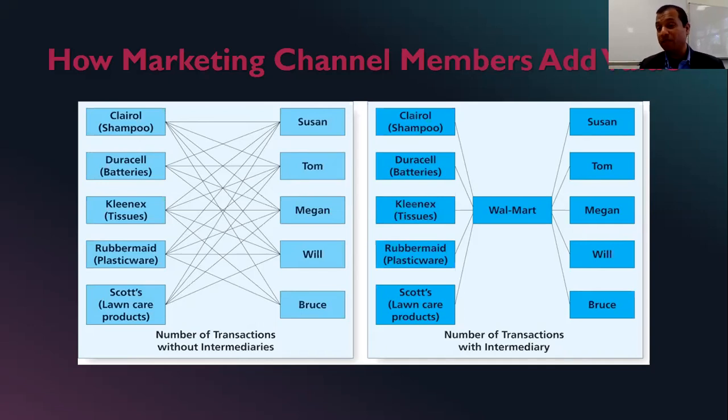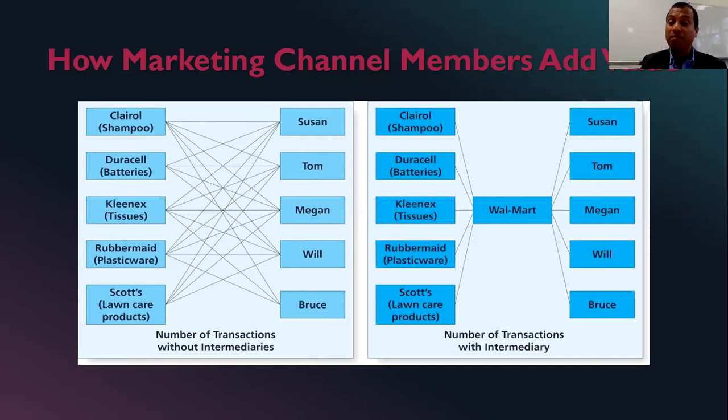So altogether, how many communications here? 5 plus 5, 10. But in the first case, we have seen the total number of communications was 25. Whereas just by adding one intermediary, the number of communications has gone down drastically, from 25 to 10, and that is the importance of adding intermediaries in between.